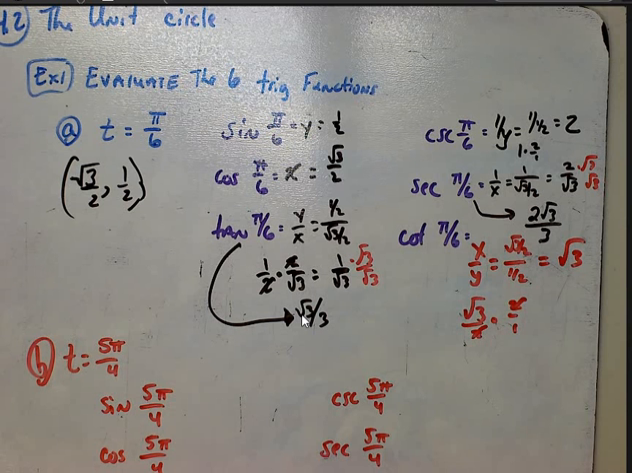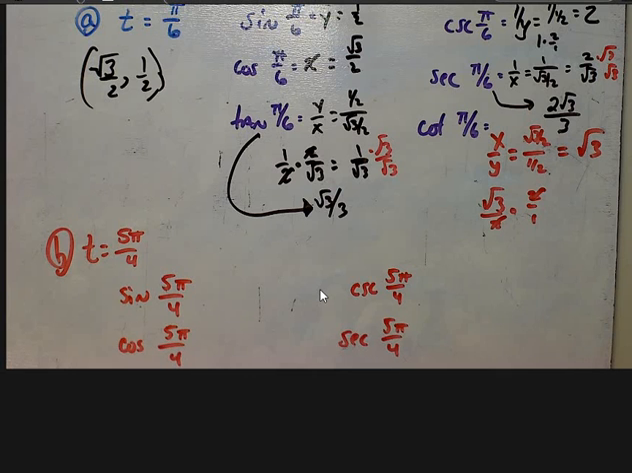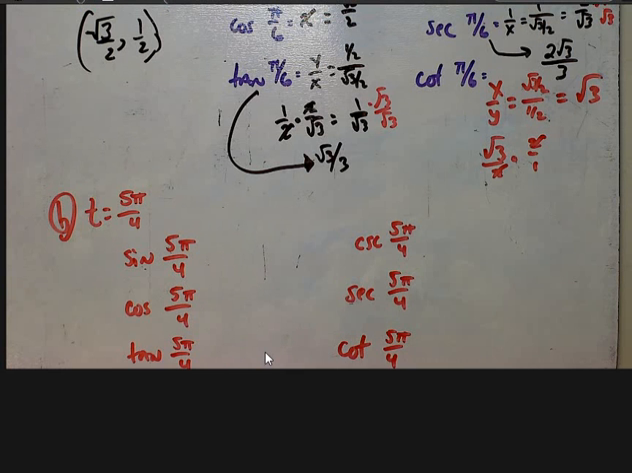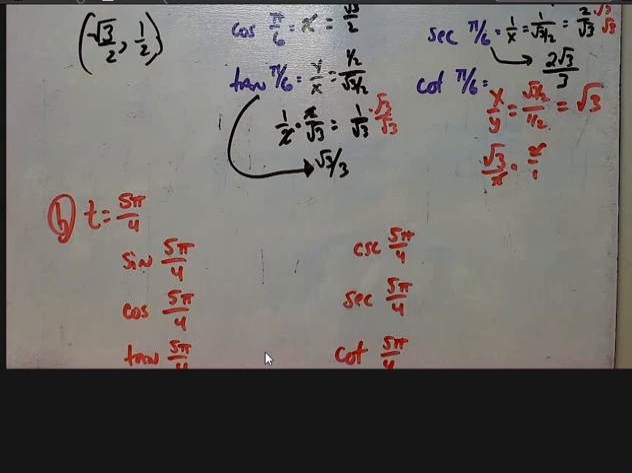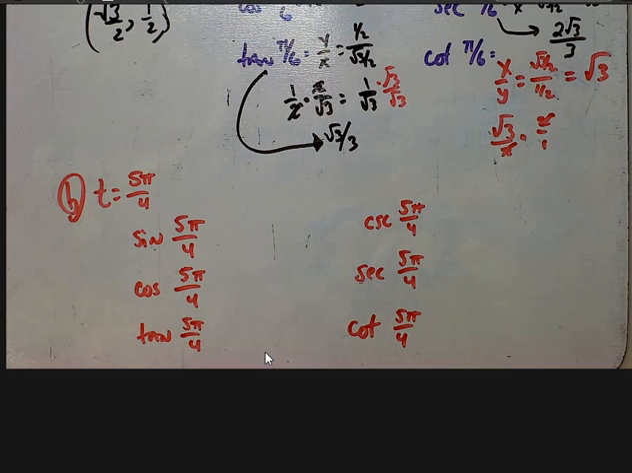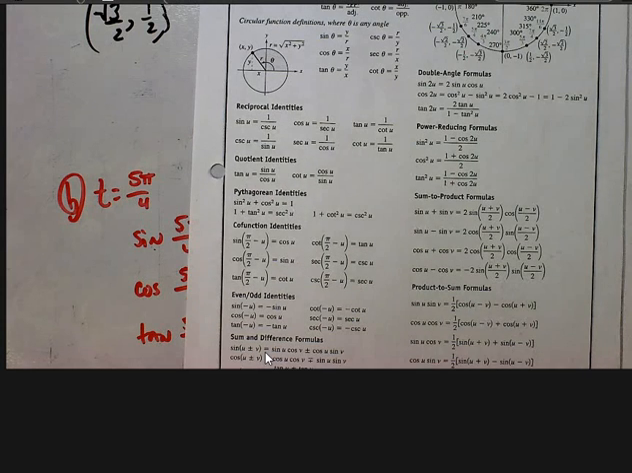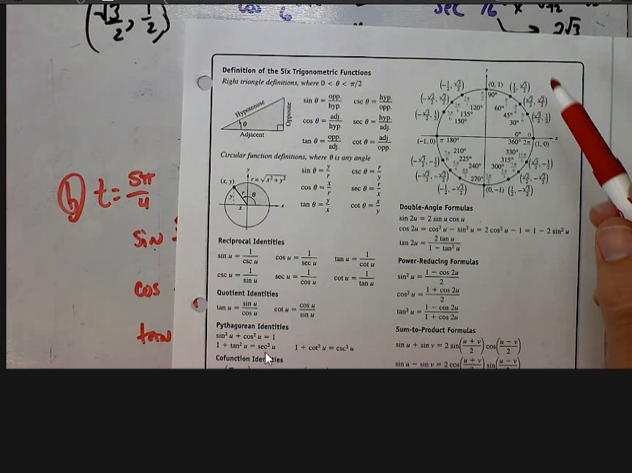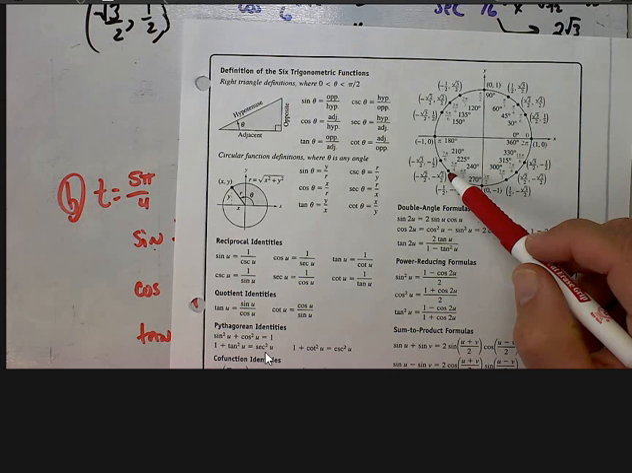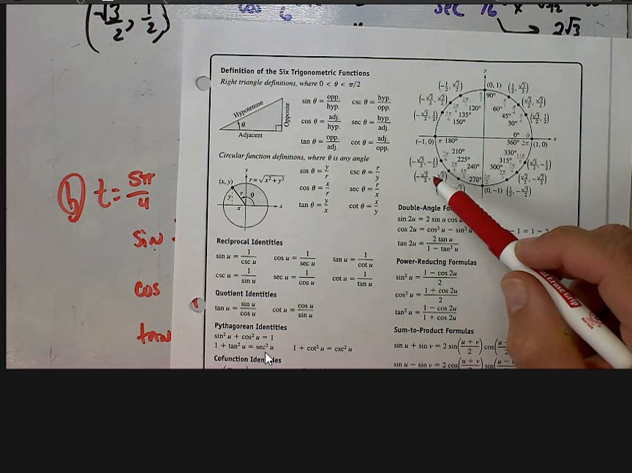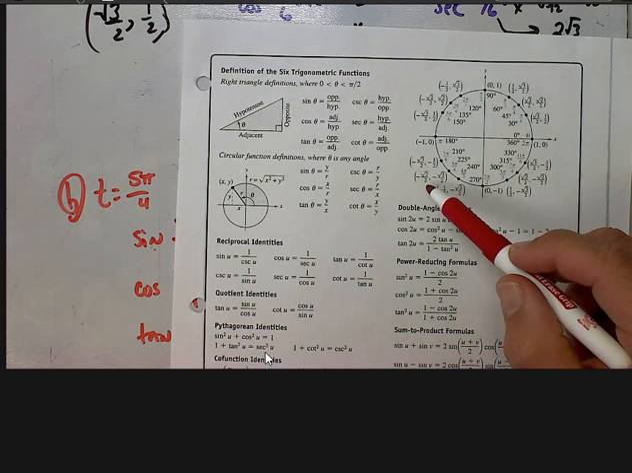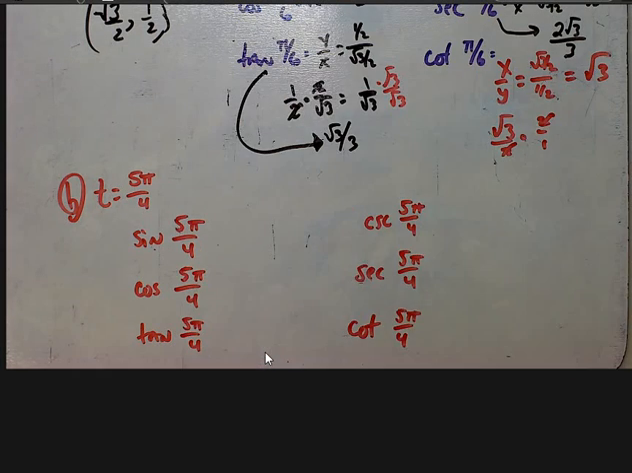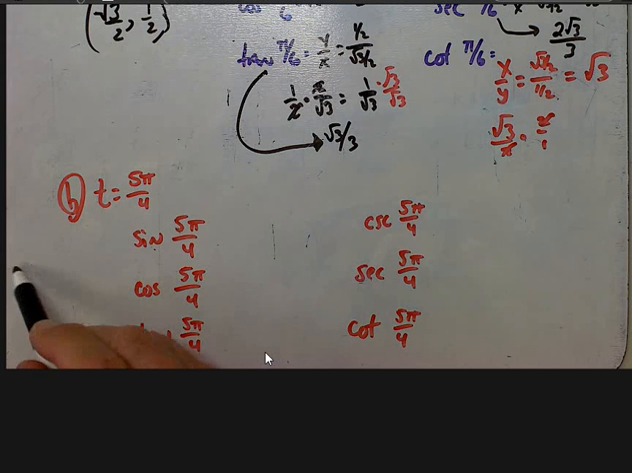Let's try another one. Let's go down here to the angle of 5 pi over 4. So the first thing I do again is look at my circle. 5 pi over 4 is located on the circle right there. There's 5 pi over 4. The ordered pair that goes with it is negative square root 2 over 2, comma negative square root 2 over 2.